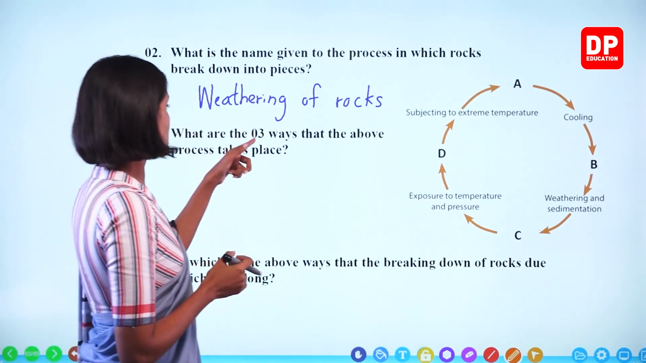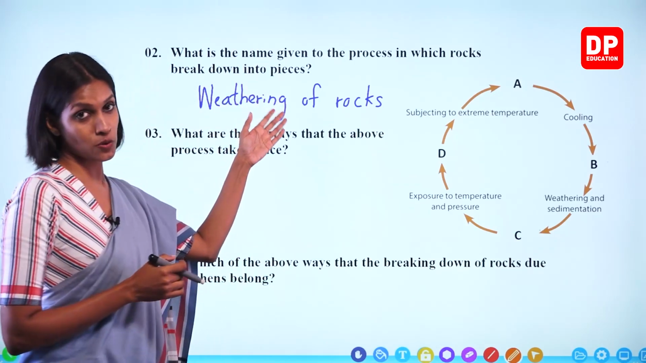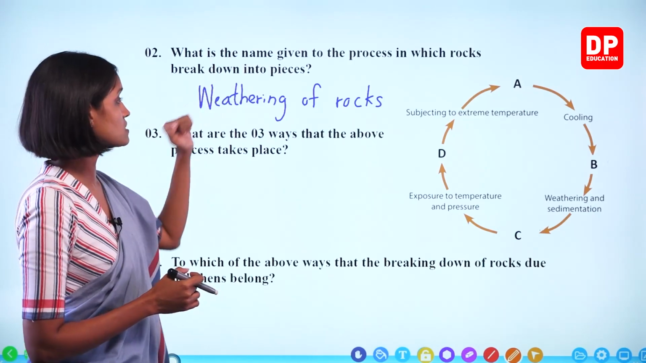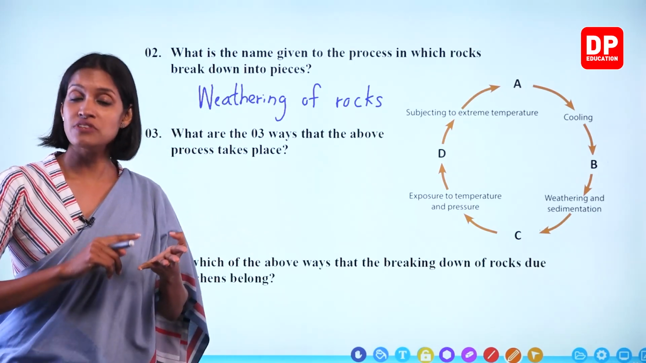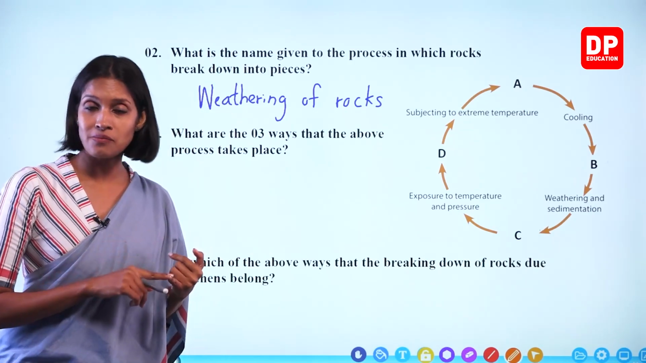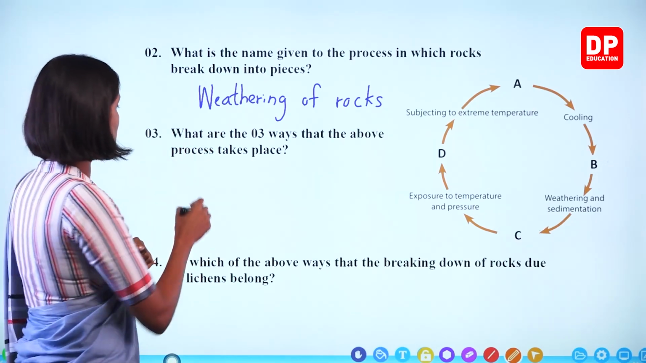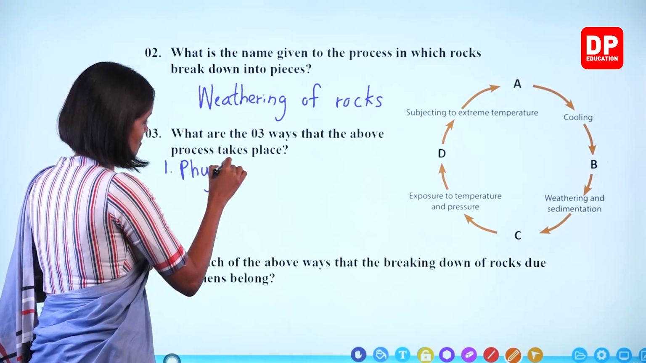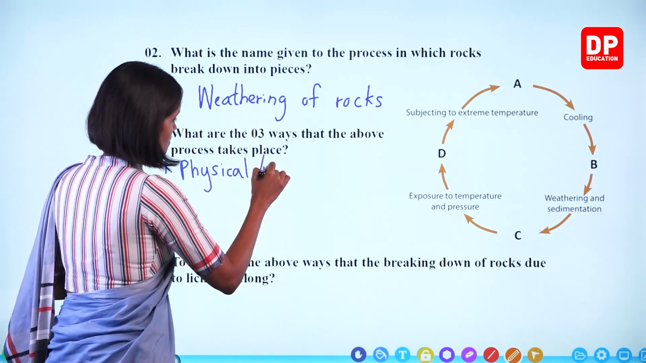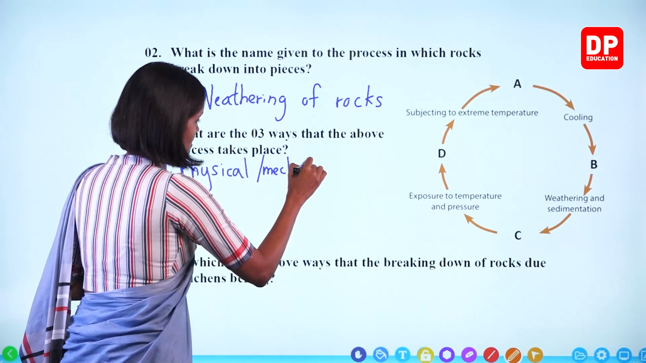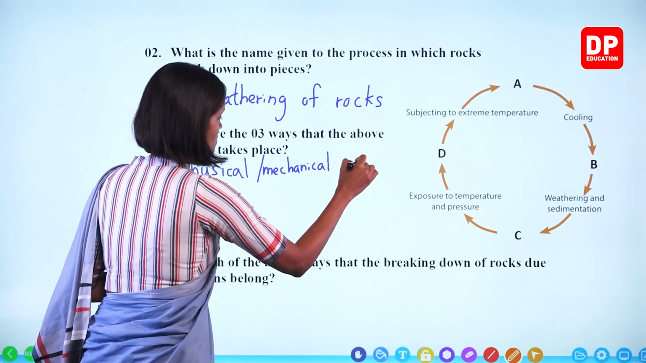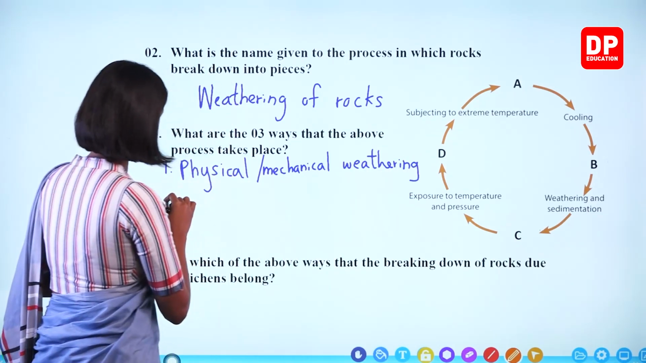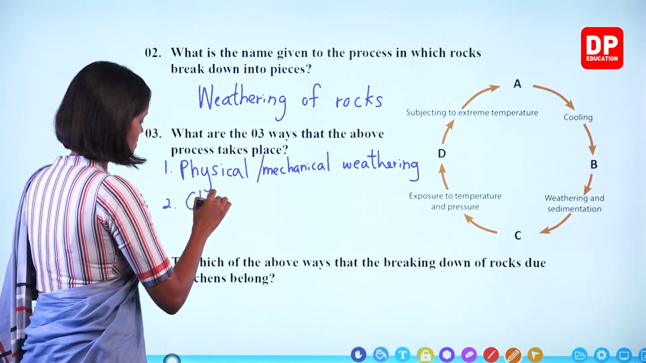Number 3. What are the 3 ways that the above process takes place? Now, we learned it in the previous activity as well. Weathering of rocks takes place in 3 ways. Physical, biological and chemical weathering. Right? What are the 3 ways? Physical weathering or mechanical weathering. Number 2, chemical weathering.